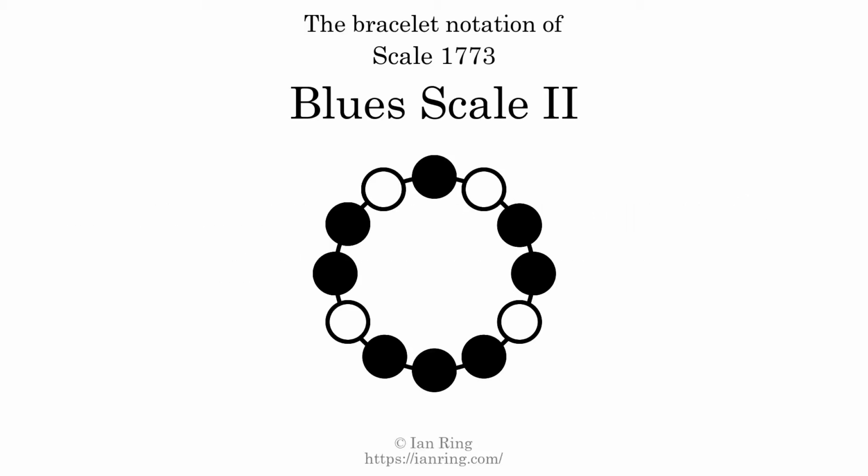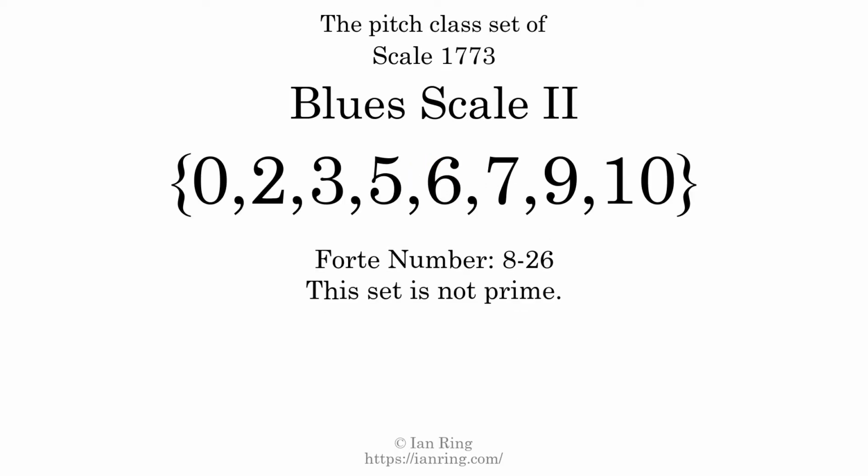This is a bracelet notation diagram of scale 1773. The shaded circles represent tones that appear in the scale, and they are read clockwise, starting at the top. The pitch class set for this scale is 0, 2, 3, 5, 6, 7, 9, 10. The forte class is 8-26. This set is not prime.